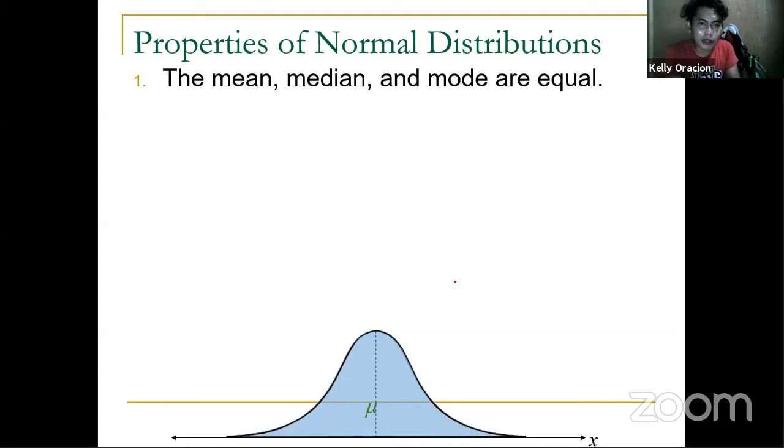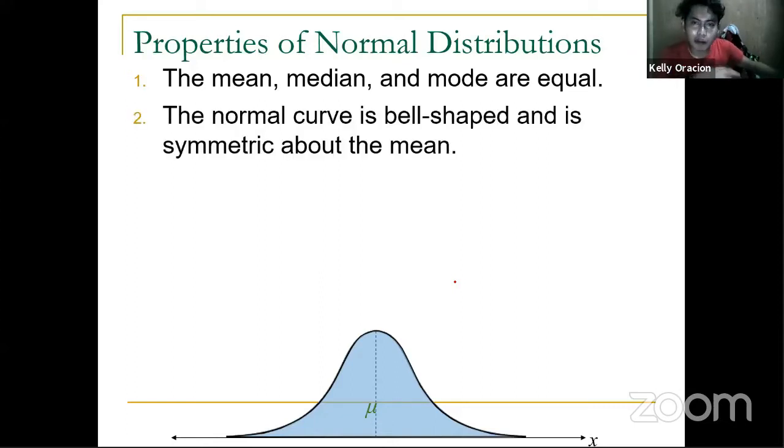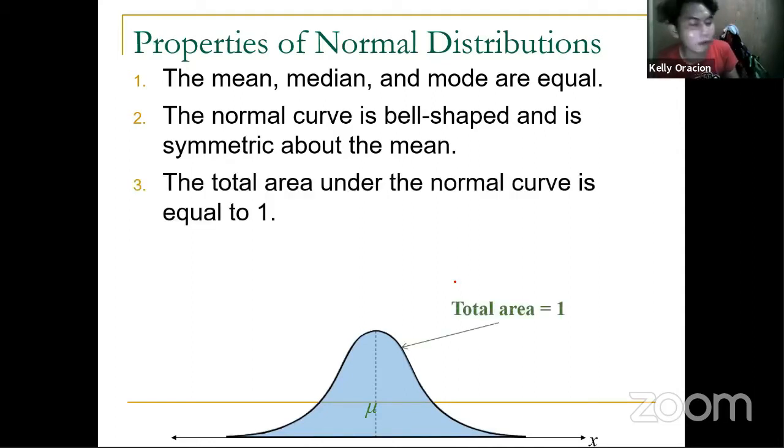Let's have the properties of the normal distribution. The mean, mode, and median are equal. Please take note of this one. The normal curve is bell-shaped and it is symmetric about the mean. Not the median, not the mode, but the mean.